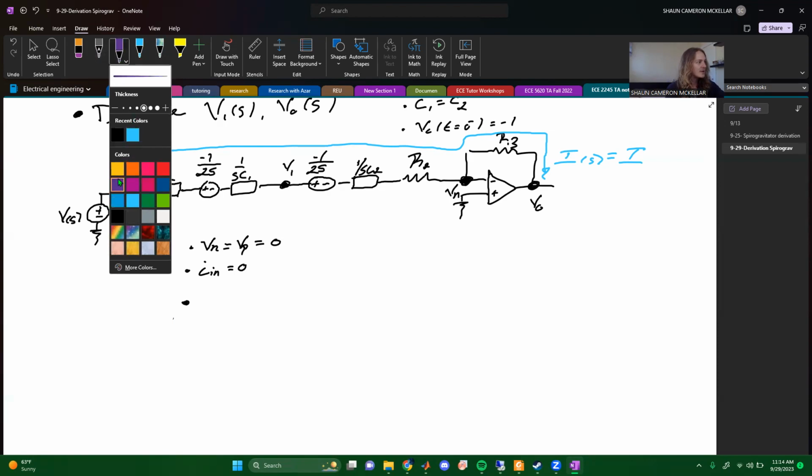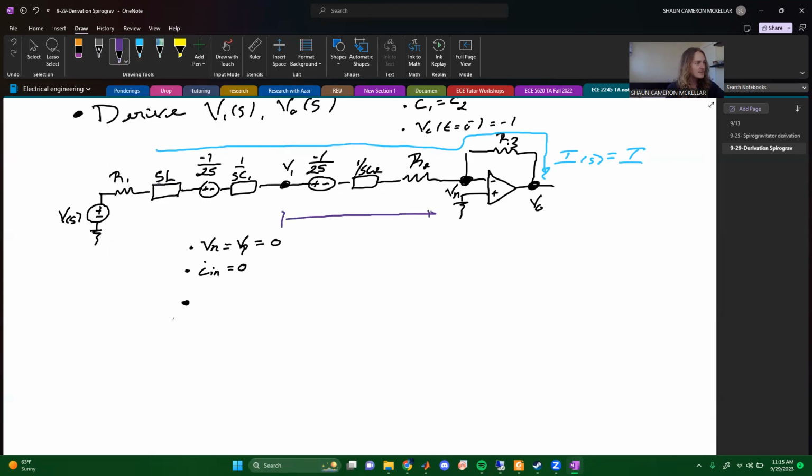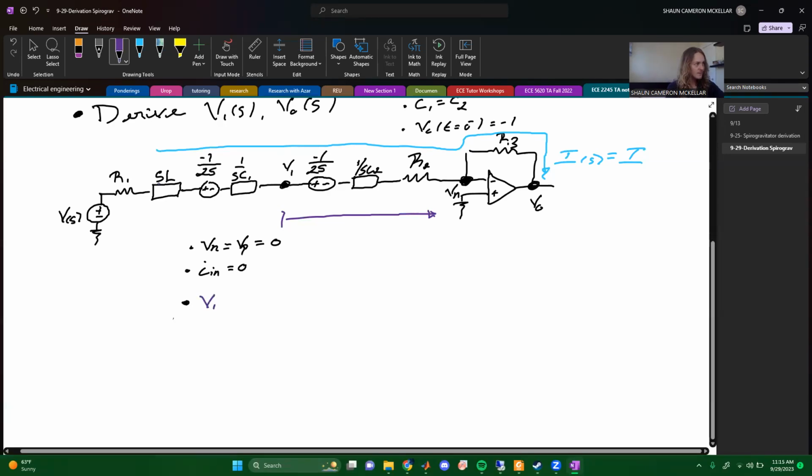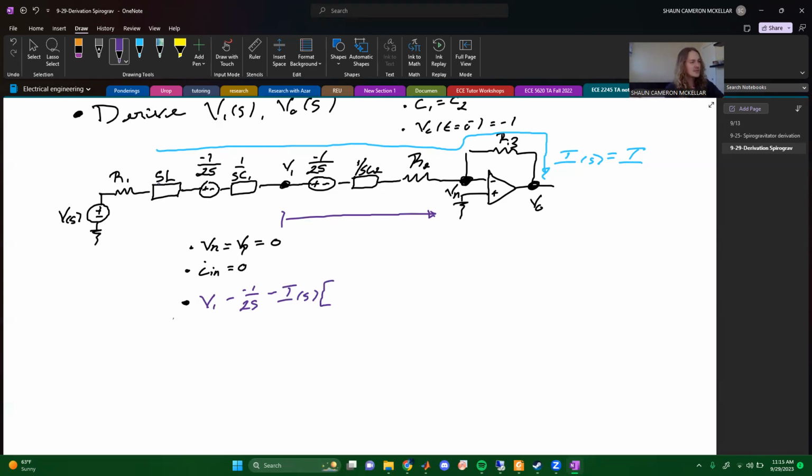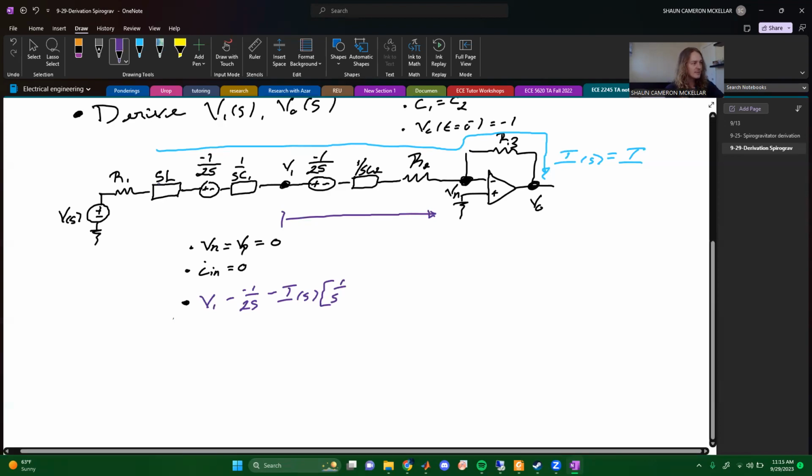I would like to switch colors for my KVL. So I'll start here at V1 and I'll go all the way down to V sub n. And so that's V1 minus, and here I drop -1 over 2S. Minus, I'm also going to drop the voltage of the current times the total impedance that the current goes through. And here we go through the impedance of 1 over SC2 plus R2. So I'll write that out just as it is, 1 over SC2 plus R2.